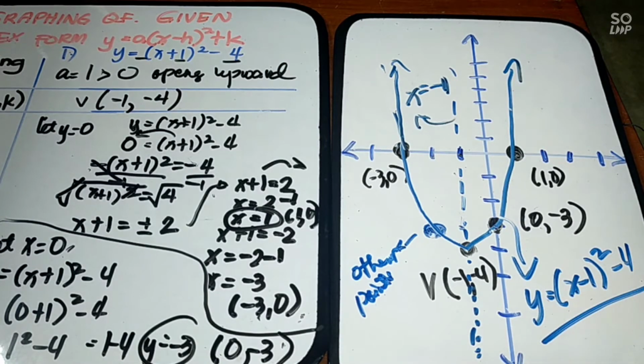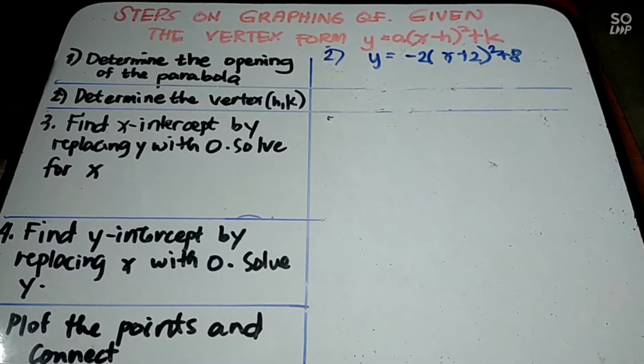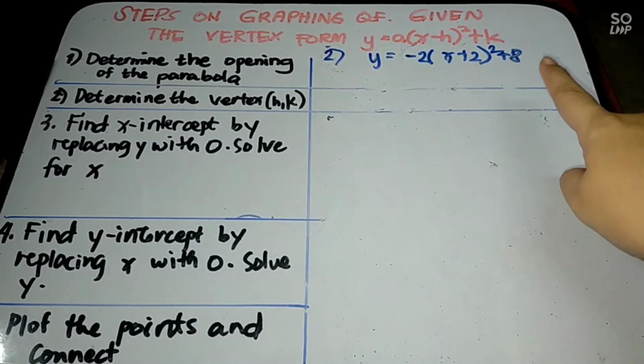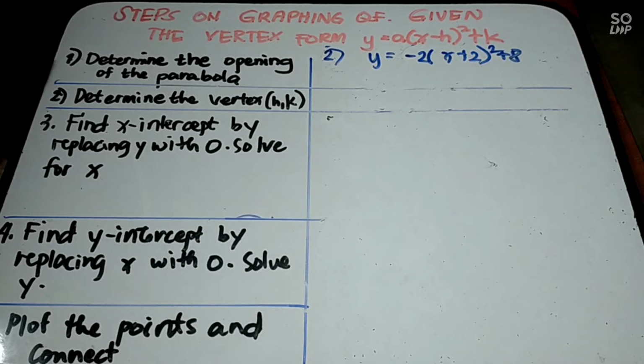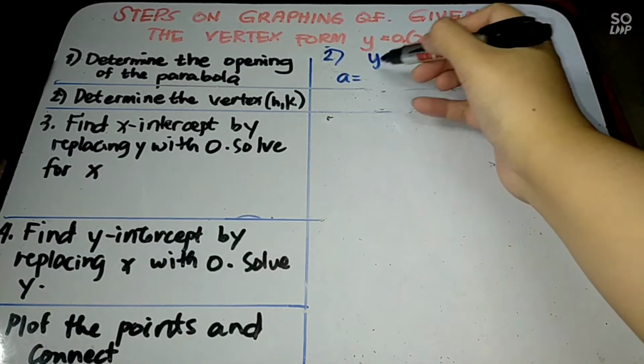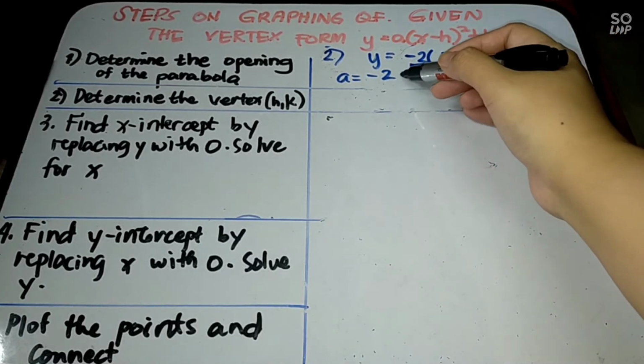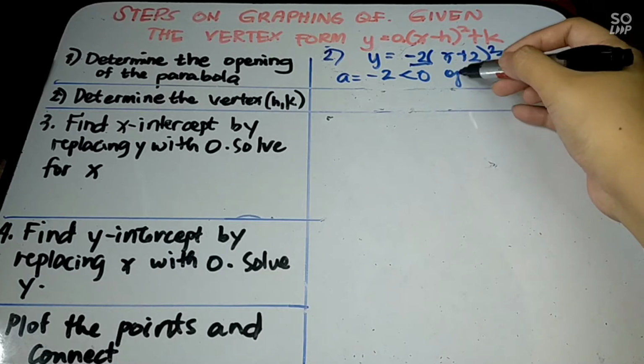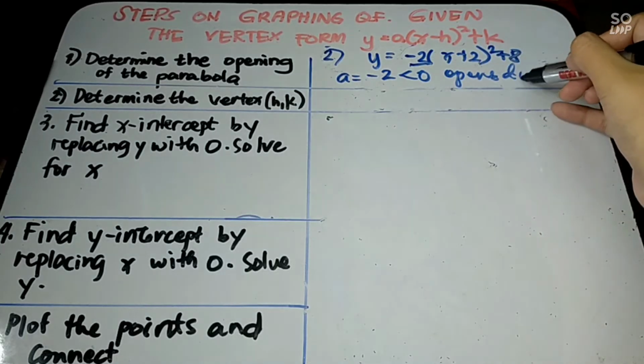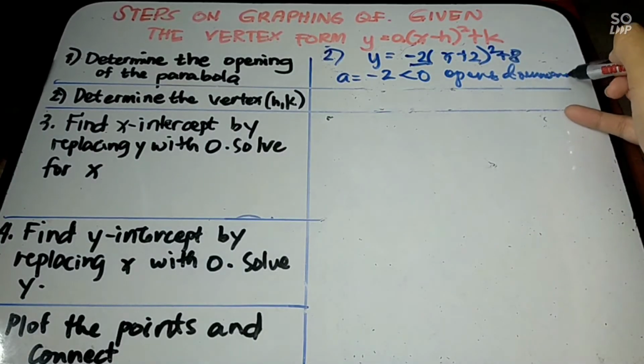Now, let us have another one. Number 2. y = -2(x + 2)^2 + 8. First step, let us find the opening of the parabola. First, let us have your a. Our a is this, negative 2. So negative 2 is less than 0. Therefore, it opens downward.